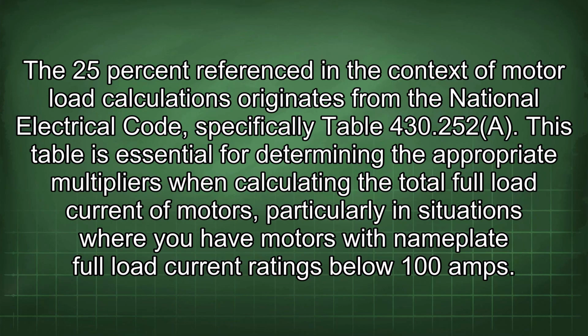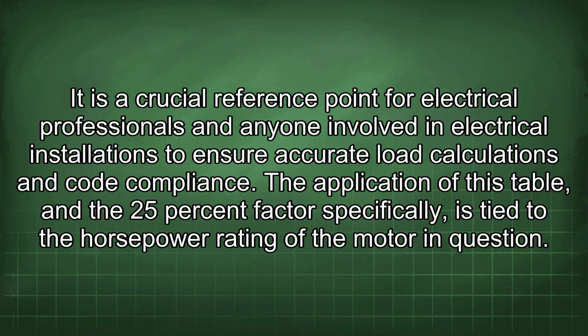The 25% referenced in the context of motor load calculations originates from the National Electrical Code, specifically Table 430.252a. This table is essential for determining the appropriate multipliers when calculating the total full load current of motors, particularly in situations where you have motors with nameplate full load current ratings below 100 amps. It is a crucial reference point for electrical professionals and anyone involved in electrical installations to ensure accurate load calculations and code compliance.